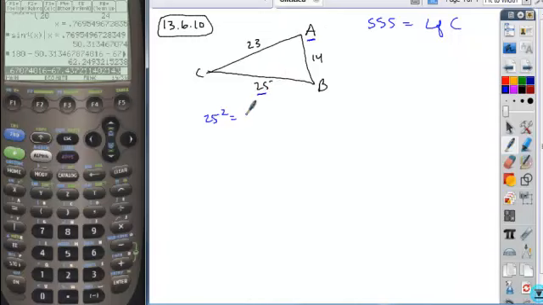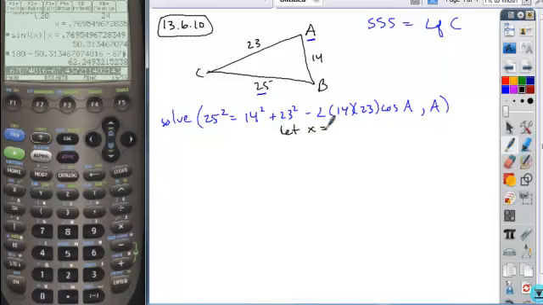25 squared is equal to the sum of the squares of the other two sides minus twice the product of those two sides, all times the cosine of the angle opposite this first piece of information. All right, so again, the calculator won't actually solve inside there, so we need to let x represent the cosine ratio, and then we'll solve.